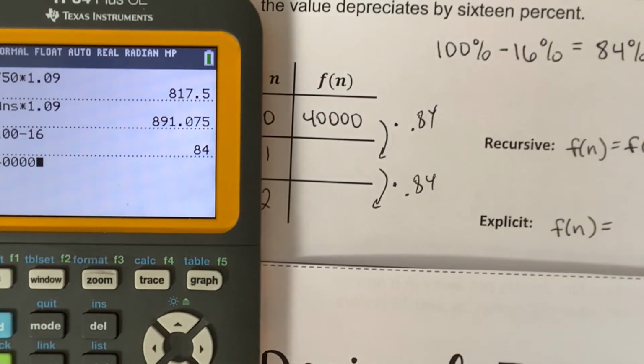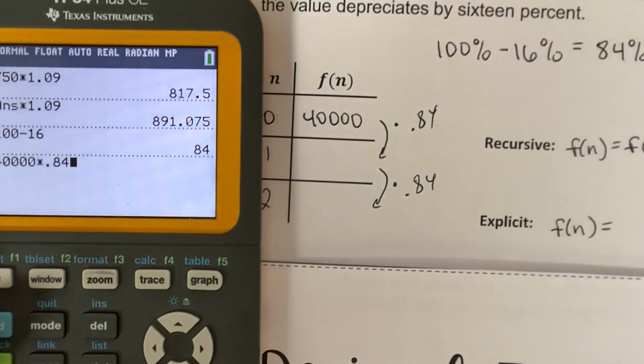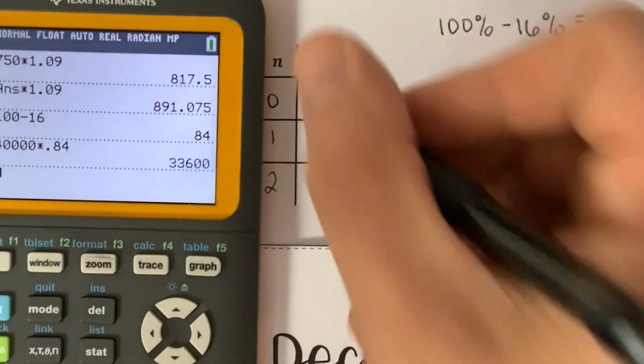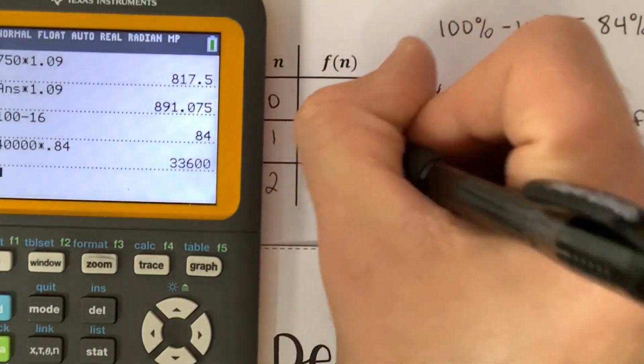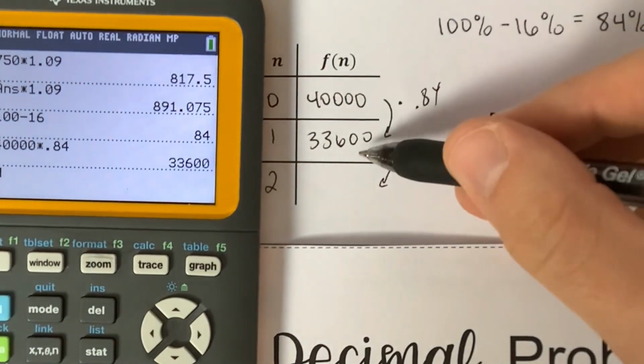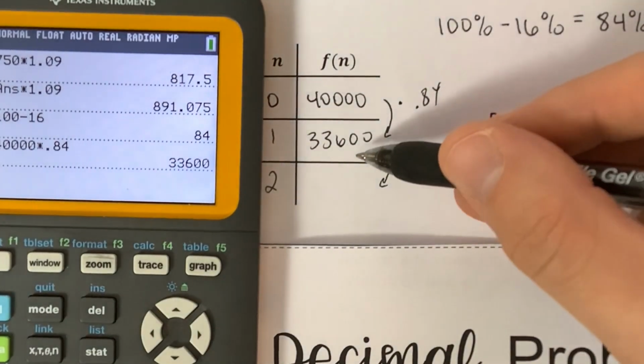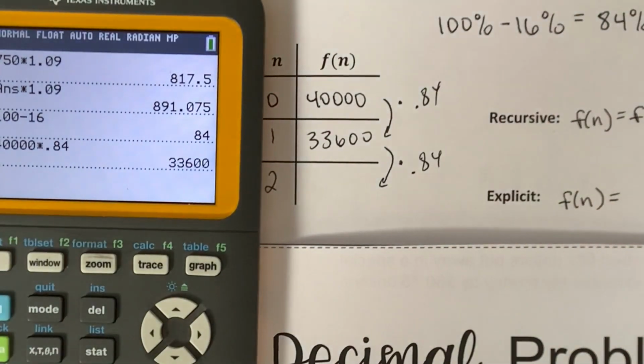I got 40,000 times 0.84. That's gonna give me 33,600. As expected, look at that. Her car is now going down in value because that's what happens when things depreciate, right? We're losing money. That's why we did 100 minus the change in percent.